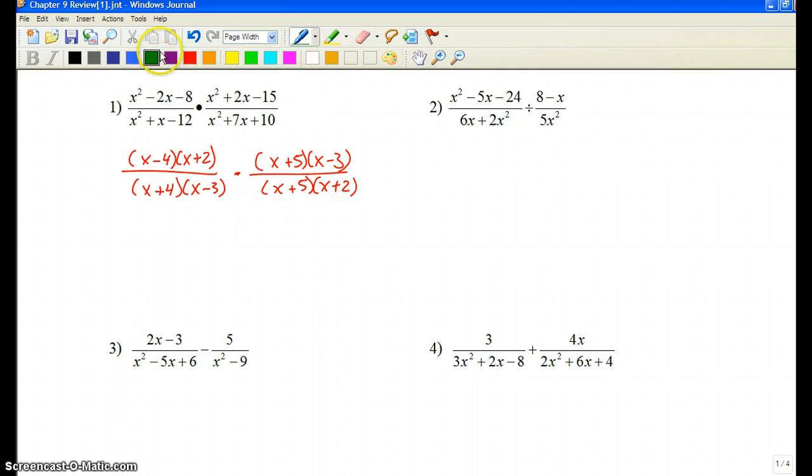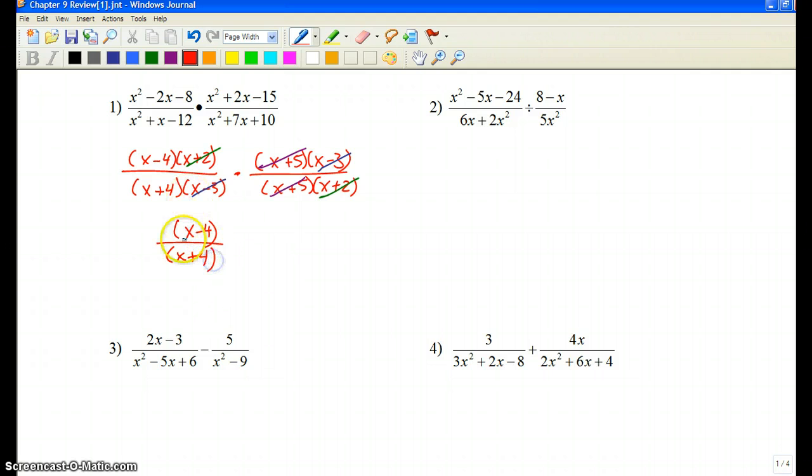Now we're going to reduce common factors. They're going to divide out and be 1. That divided by that is 1. X minus 3 over x minus 3 is 1. X plus 5 over x plus 5 is also 1. And we're left with x minus 4 over x plus 4.